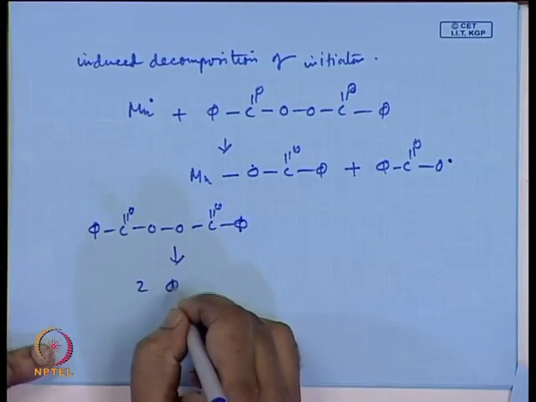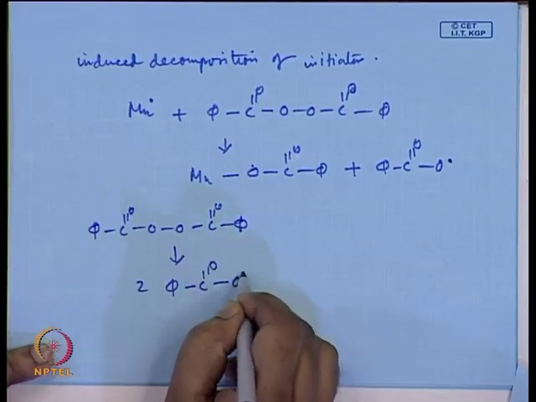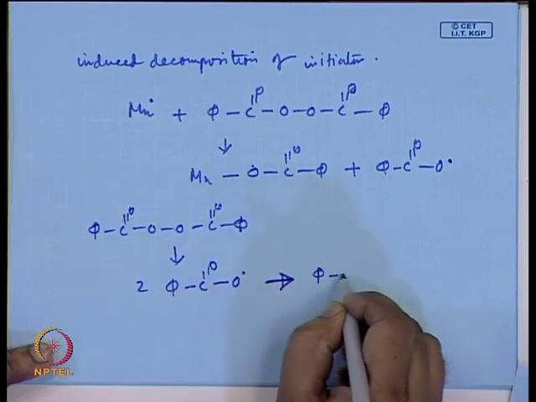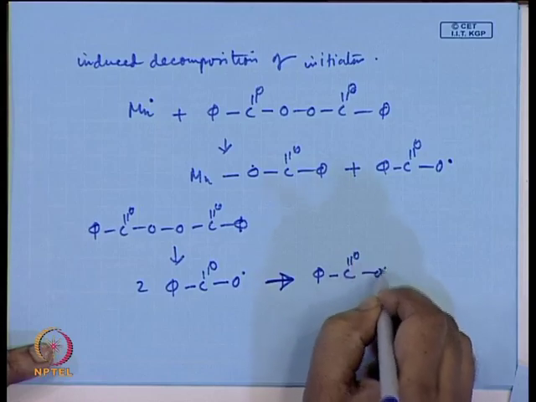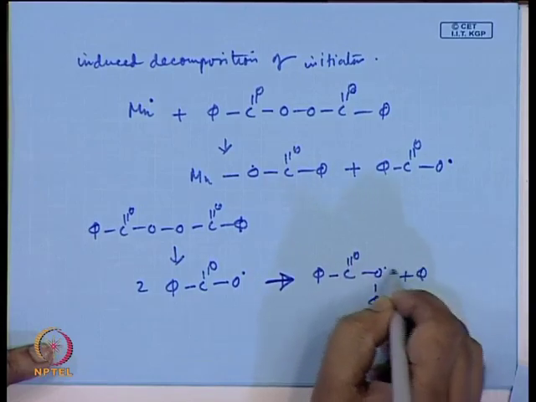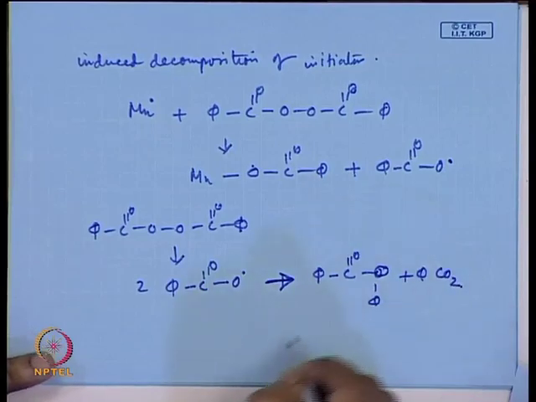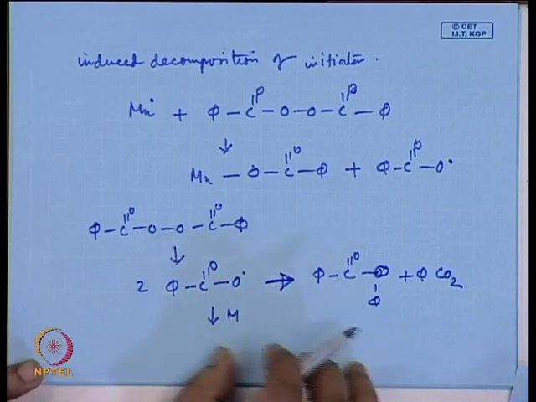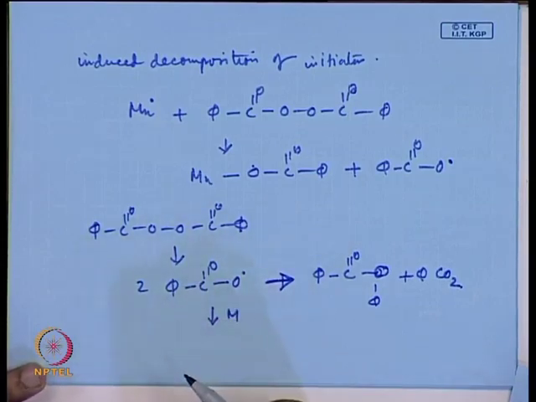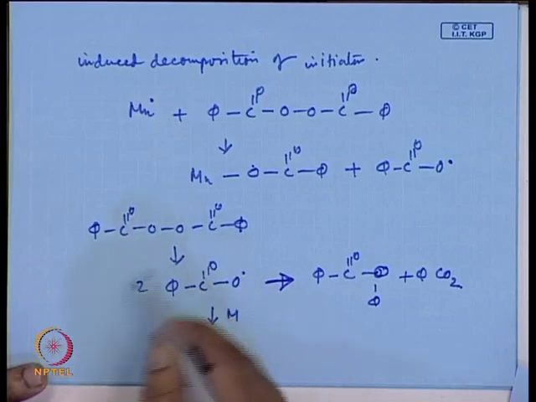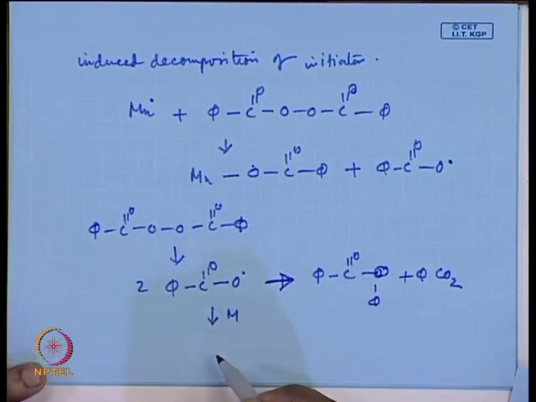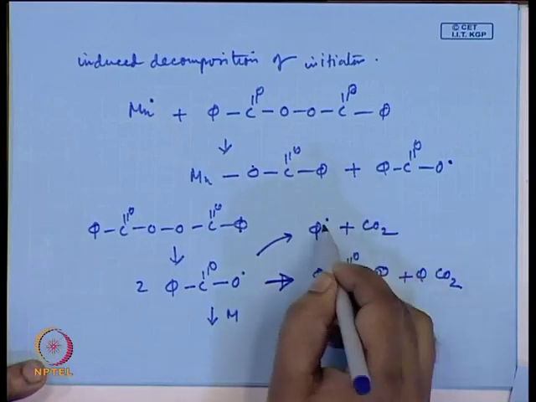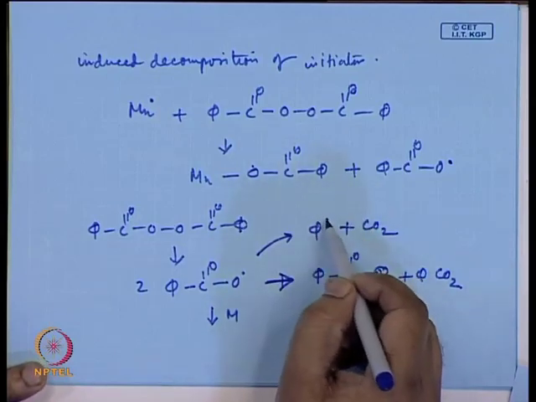It gets dissociated to this. Now, two of these can react and form CO2. This can react with monomer, and there are several side reactions possible with this, and by this sort of side reaction, this all can undergo phi dot plus CO2. Now, this can further undergo several side reactions.